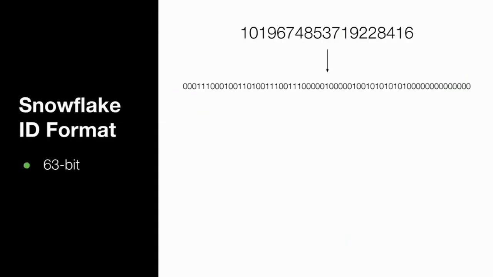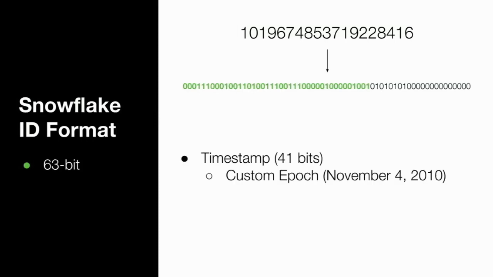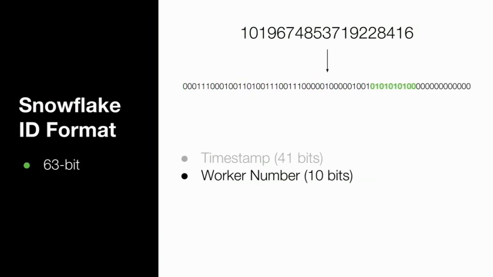Snowflake IDs are 63-bit IDs, with an example being shown at the top. We've broken out this ID into a binary format so that we can talk about how the pieces are organized. The ID starts with a 41-bit timestamp. This timestamp is based on a custom starting time, a custom epoch, of November 4th, 2010. After the timestamp, you have a 10-bit worker number, or a worker ID. This is a unique identifier for the worker who generated this ID.